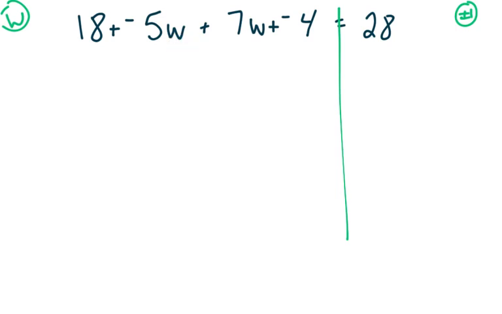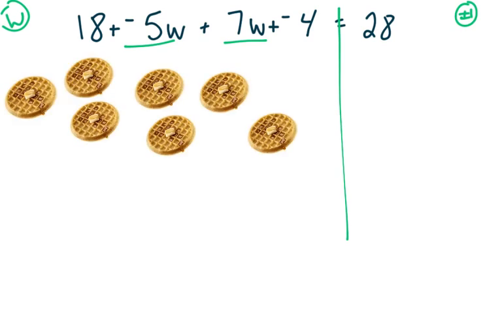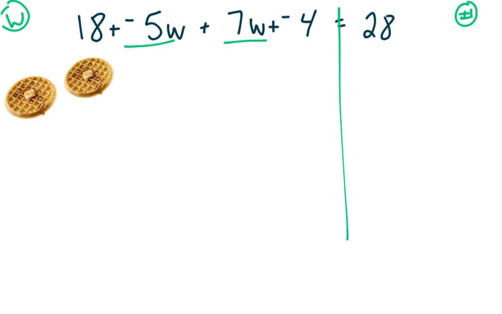So what I'm going to do is I'm going to think about this as I have negative 5 waffles and 7 waffles. I have 7 waffles, and it says take away 5 of those waffles before I do anything else. I have 5 waffles that are going to get eaten from the 7. Go 1, 2, 3, 4, 5 waffles eaten. So that's my waffles taken care of. I had 7, and I took away 5. So I've already simplified 7W minus 5W is just 2 waffles left, or 2W.